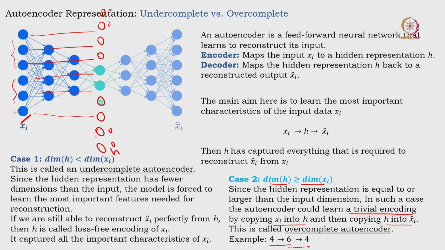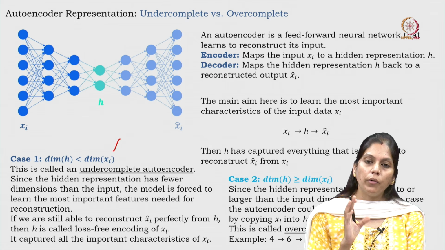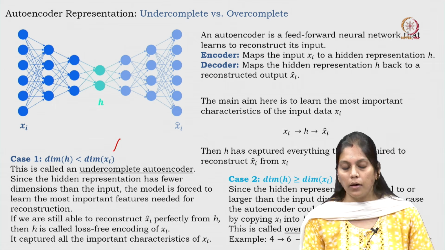Therefore, in real world applications, or when doing a practical hands-on implementation to solve real world problems, we will always have an undercomplete architecture, where the dimension of h is smaller than the given input.